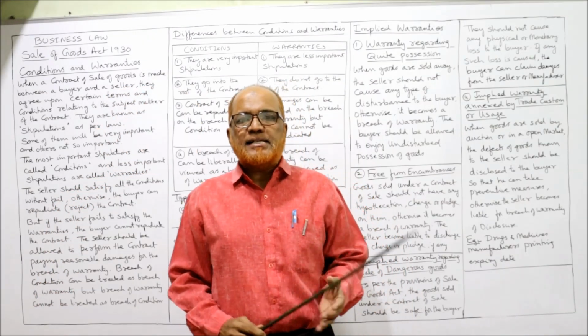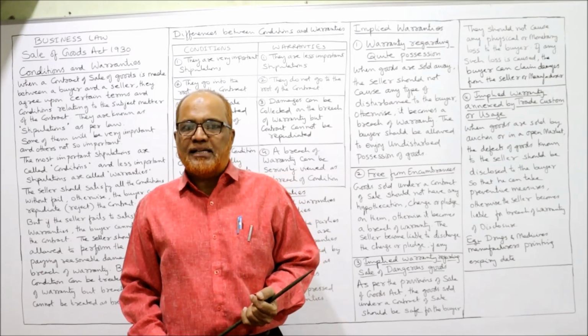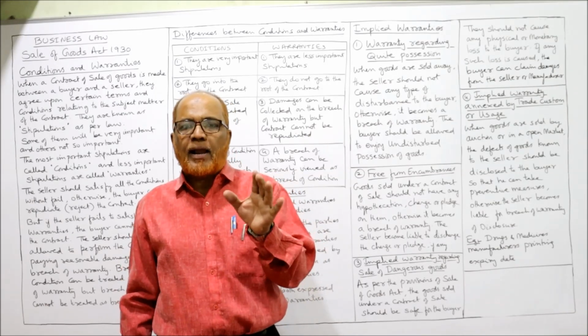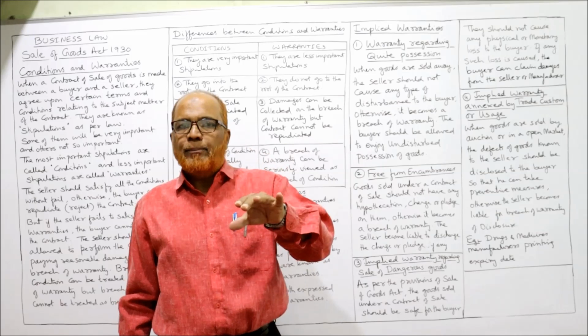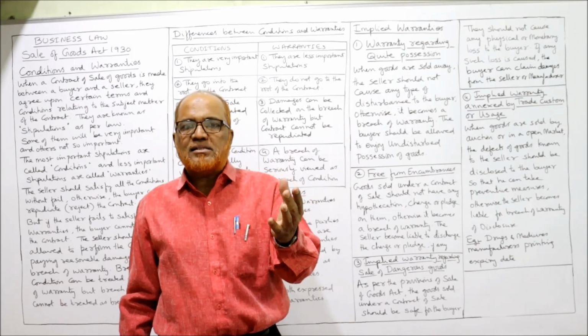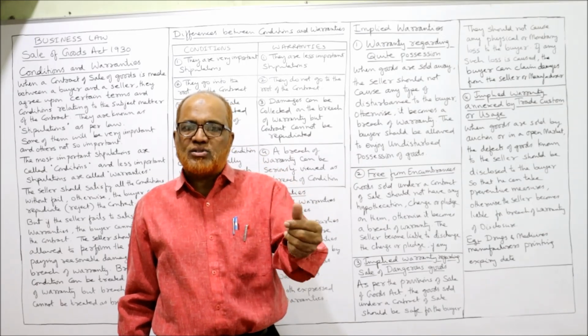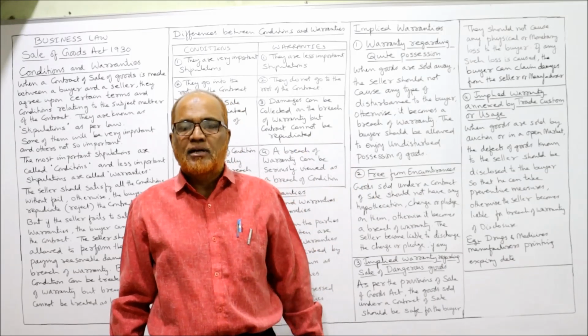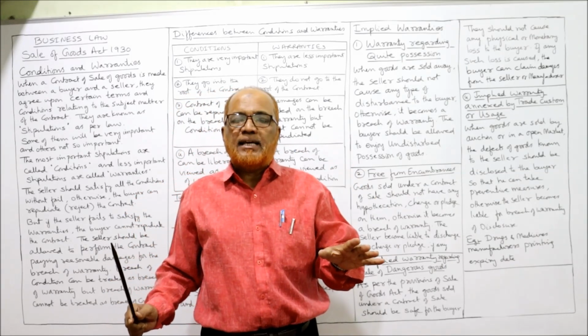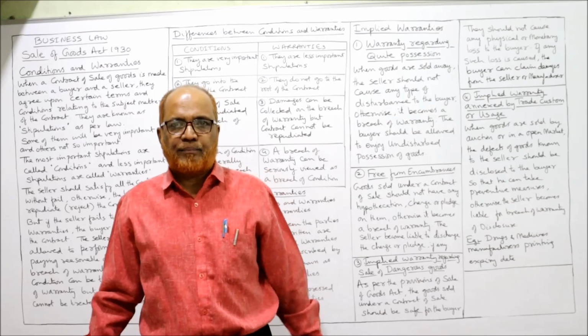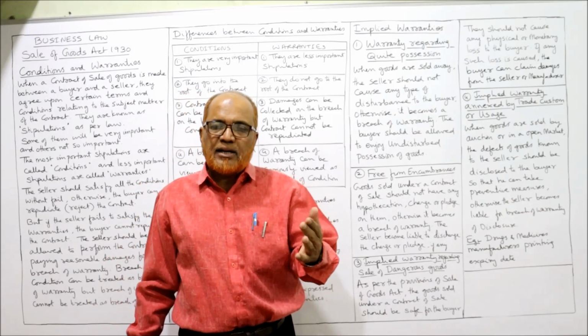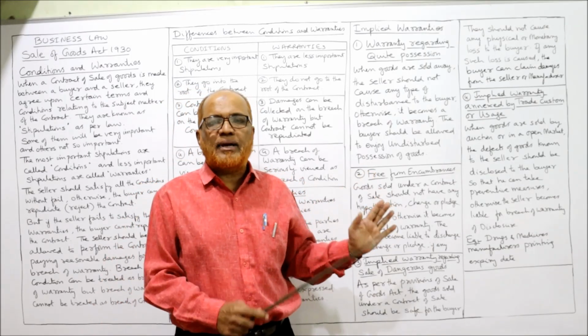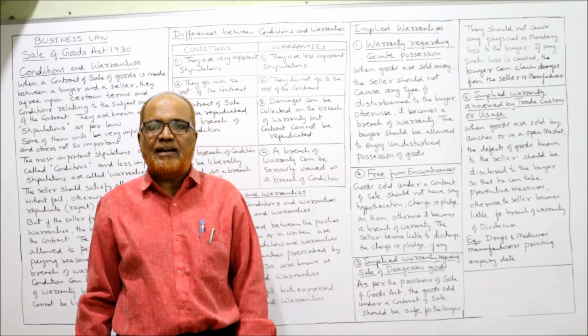Come on, now we will discuss the implied warranties. Just now we have seen the implied conditions. These implied conditions and warranties are those conditions and warranties which are given by the Sale of Goods Act, which are not expressly given by the seller to the buyer. So implied conditions we have already seen. Now I am explaining to you about implied warranties.